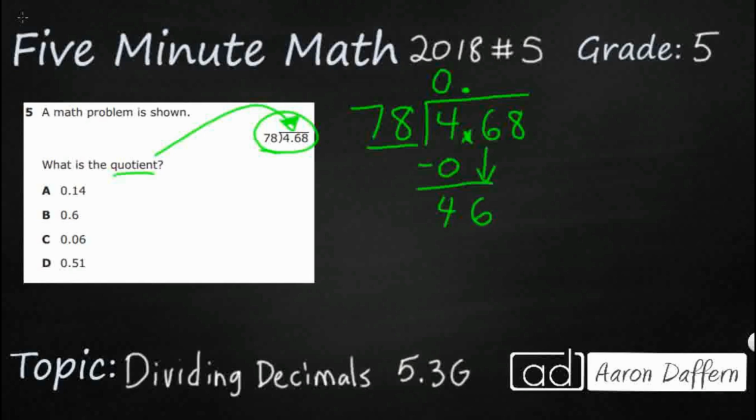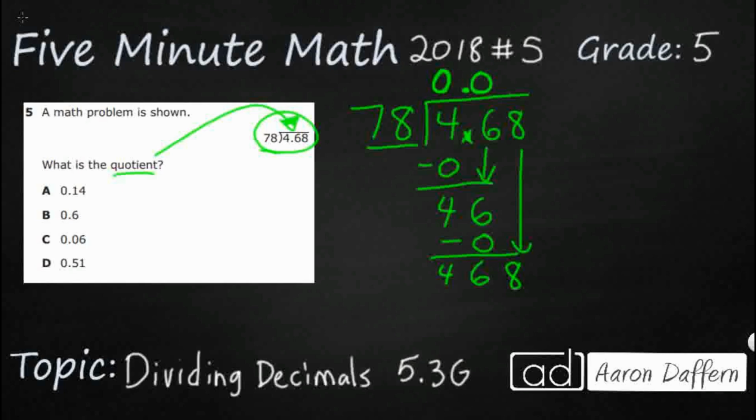Does 78 go into 46? No, it's not even close. So we're going to multiply, and we're going to have 46 and bring down the 8. Now you might be thinking, well, that didn't do us much good. Actually, it did, because take a look. We have 1, 2 zeros and a decimal. So we know our answer is going to be in the hundredths place.